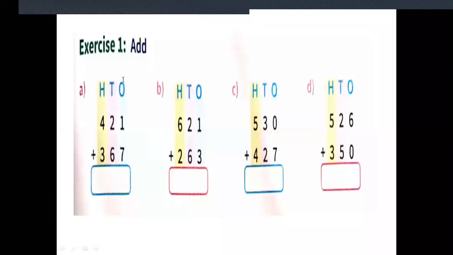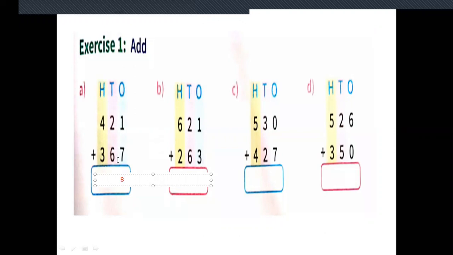See here. Ones place first you have to calculate. So what will be the value? See here, 1 plus 7. How much is 1 plus 7? 1 in your mind, 7 on your fingers. After 1: 2, 3, 4, 5, 6, 7, 8. So the answer is 8 here.